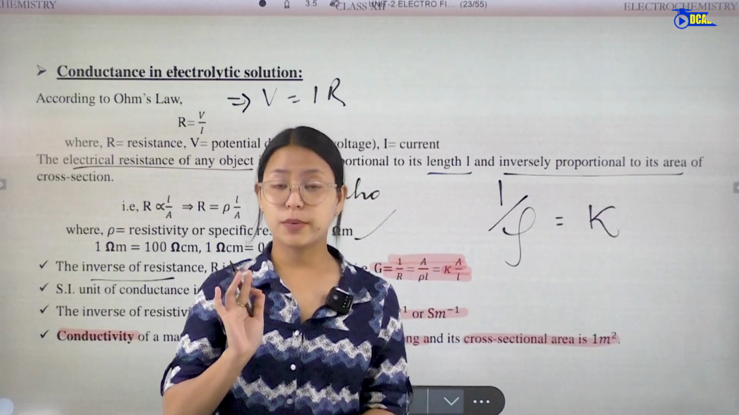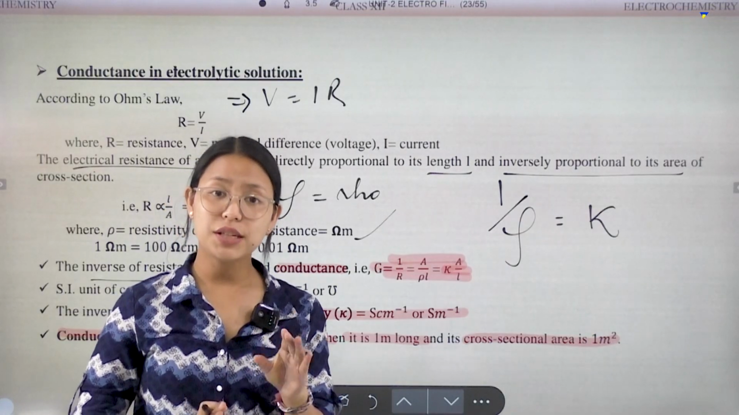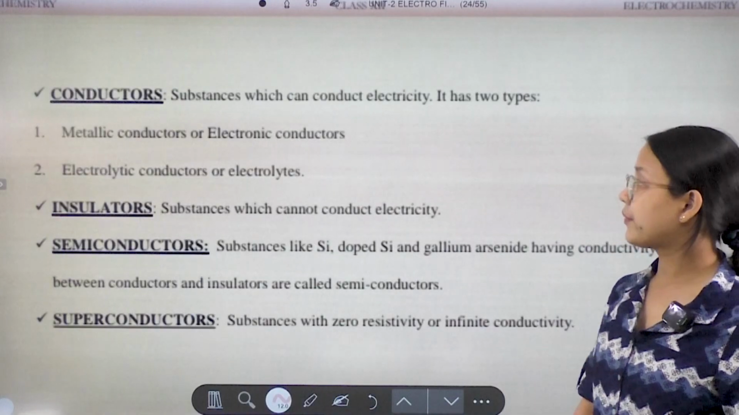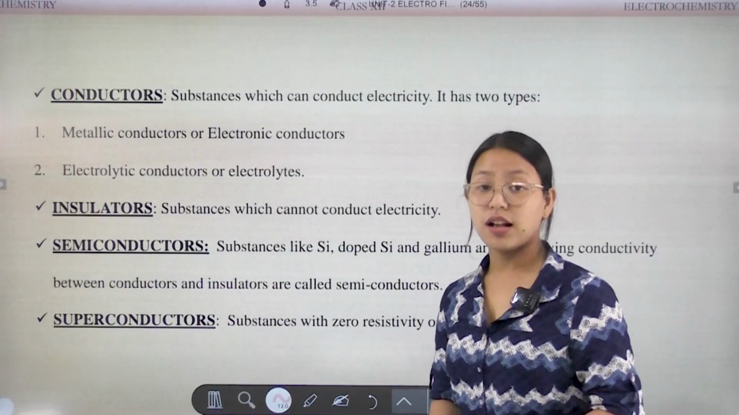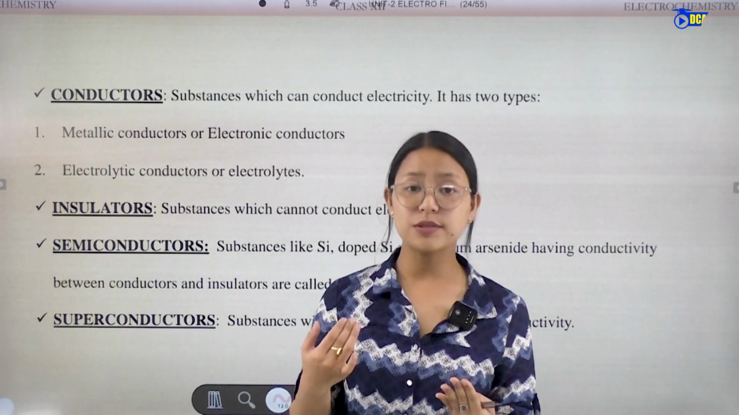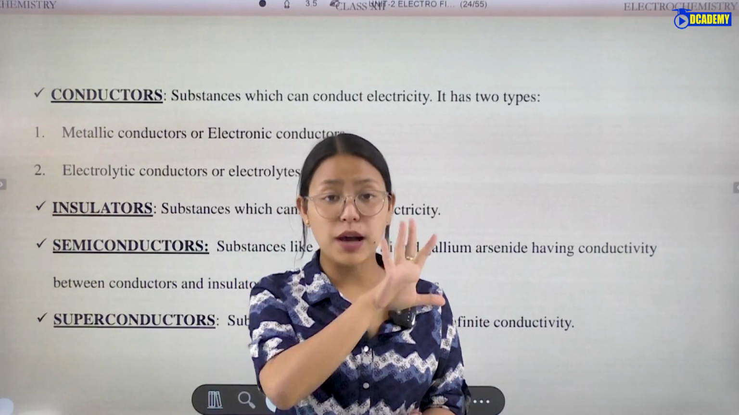When the substance or the material is 1 meter long and its area of cross section is 1 meter square. Now let's see another slide. Conductors: those substances or materials which can conduct electricity, in which the charge can pass.